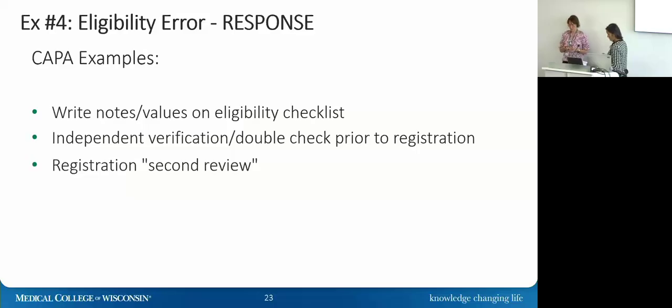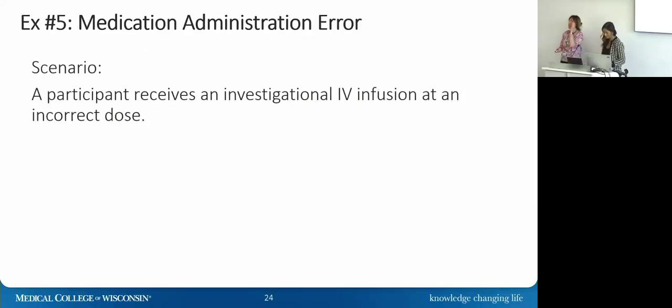One last example, and then we get to talk about the wonderful world of CAPAs for the last 15 minutes. So, medication administration error. Again, this could take many forms, but we have an IV infusion here that was given to the patient at the incorrect dose. That's all the information I'm giving you at this point.